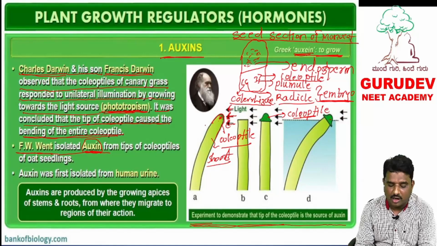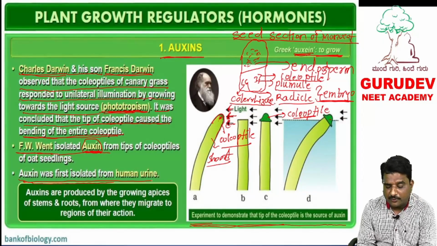Later they isolated the hormone from that. What is the name? Auxin. Auxin was first isolated from human urine. F.W. Went also isolated it from the coleoptile tip, but it was also isolated from human urine.